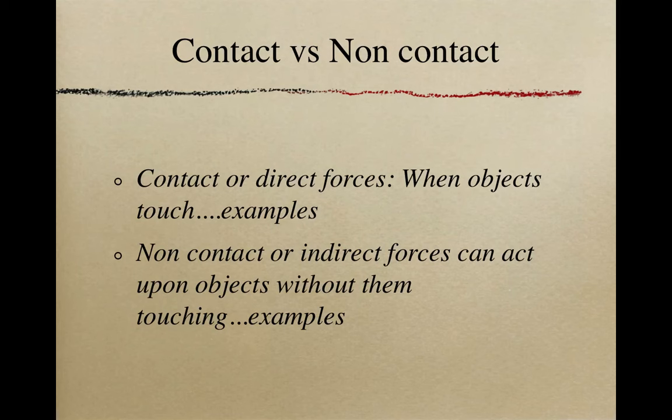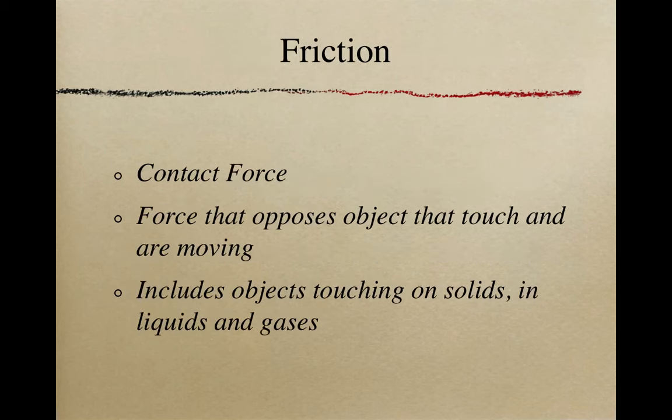Non-contact or indirect forces act upon something without it touching. Static electricity does that. You go to reach for it and it zaps you before you actually touch it. That's one. Another one is magnets, being able to move things across. Also, electrical forces, which are attracted to each other, but magnetic forces and gravitational forces, are all examples of non-contact forces.